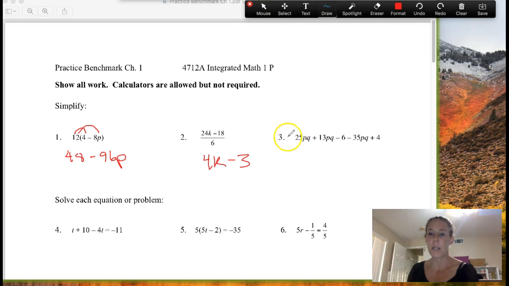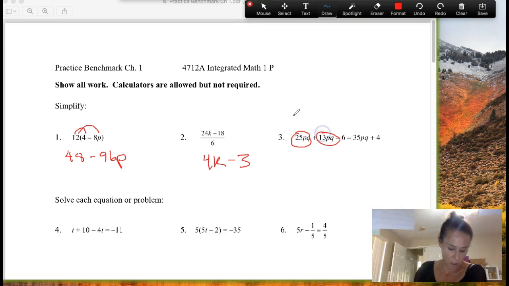Let's go ahead and look at number 3. In order to simplify this one, once again, it's not an equation, it's an expression. You want to combine all like terms and then simplify it into a smaller expression. So be careful with your like terms. They need to be exactly alike. PQ, PQ, and PQ. These are all the same exact terms, so I can combine them. If this was a PS, I wouldn't be able to combine them. But they're all PQs, so I can combine them. So I have 25 PQs plus 13 PQs. If I do 25 plus 13, I'm going to get 38 PQs.